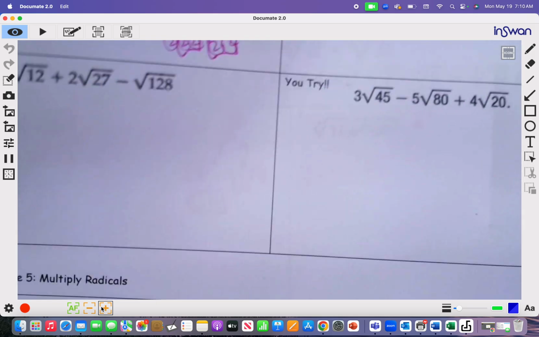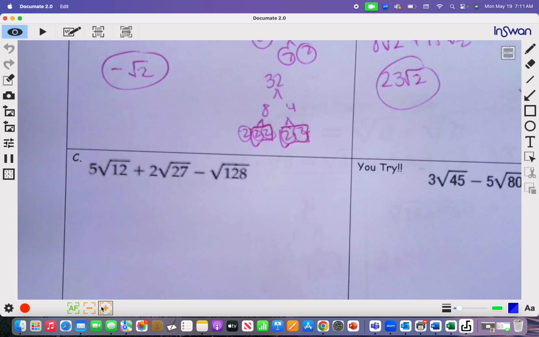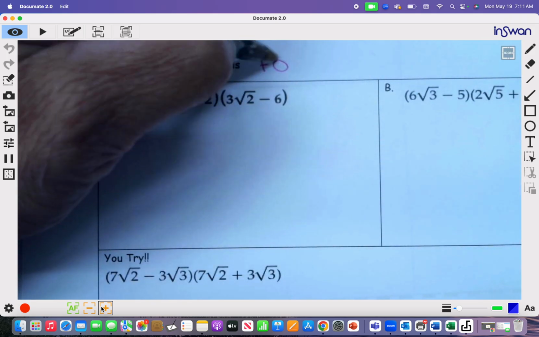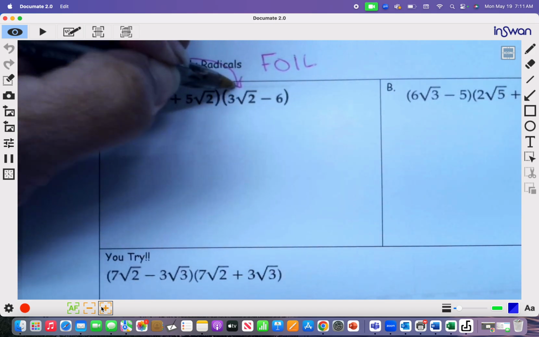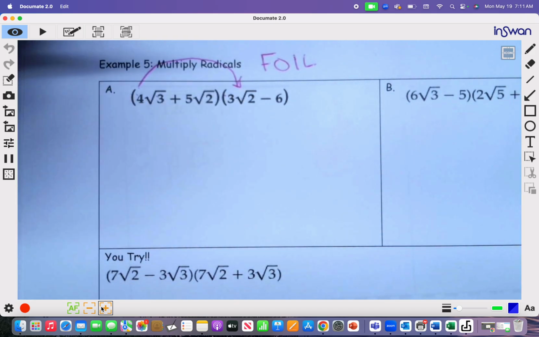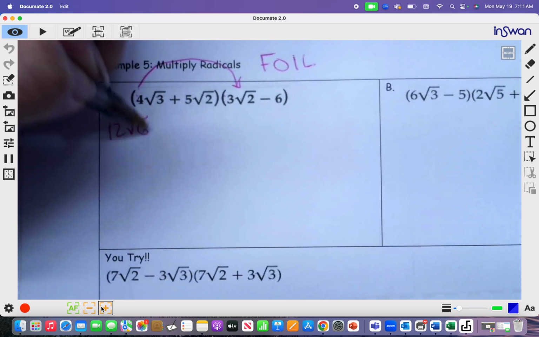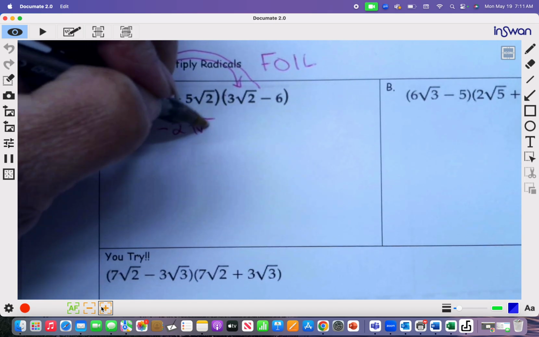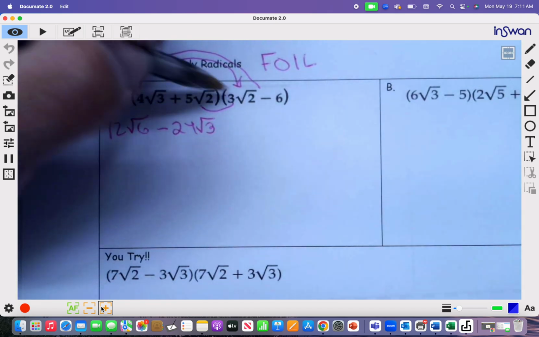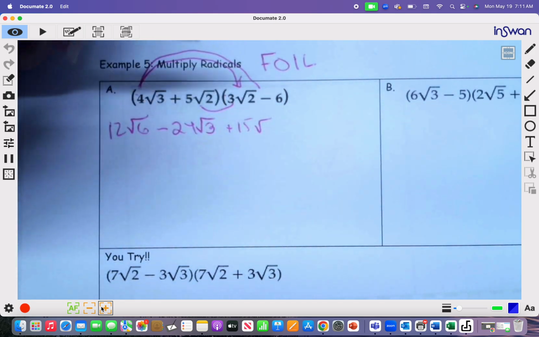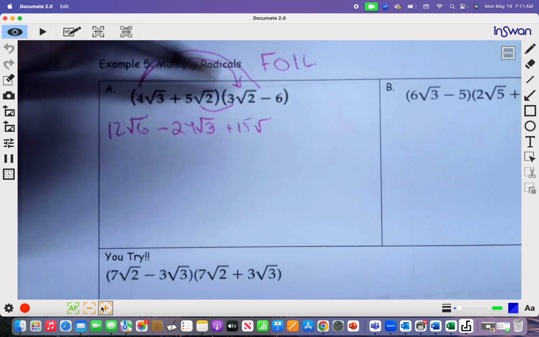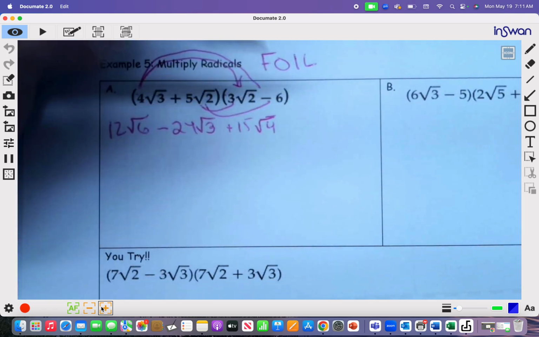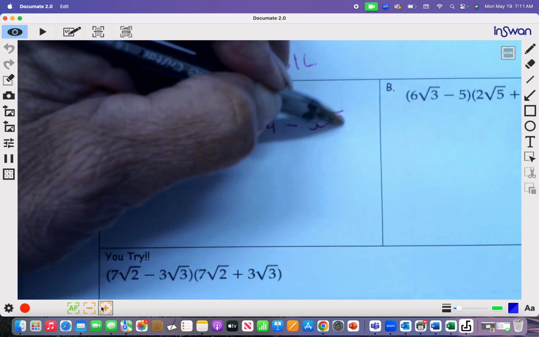And let's go down to multiplying. We sort of multiplied up here a little bit when we take something out. Now this is a FOIL. So remember, FOIL: first, outer, inner, last. First is this, so you can multiply the outsides and multiply the insides. So 4 times 3 is 12 radical 6. Outer is going to be negative 6 times 4, which is 24 radical 3. Inner is here, so 5 times 3 is positive 15, and then under the radical, we have radical 2 times radical 2, which I'm just going to leave for now as radical 4, and then I'm going to simplify it when we're done. And then here I have negative 30 radical 2.